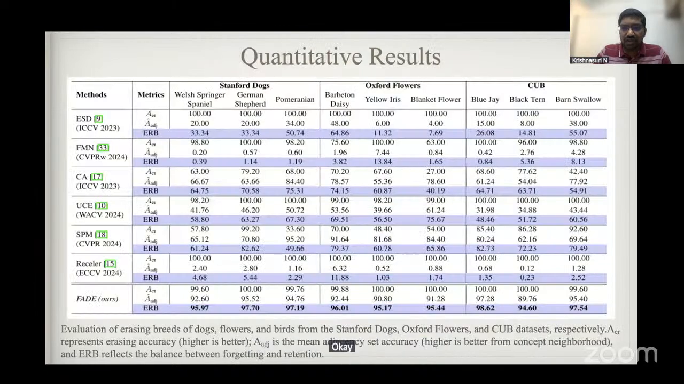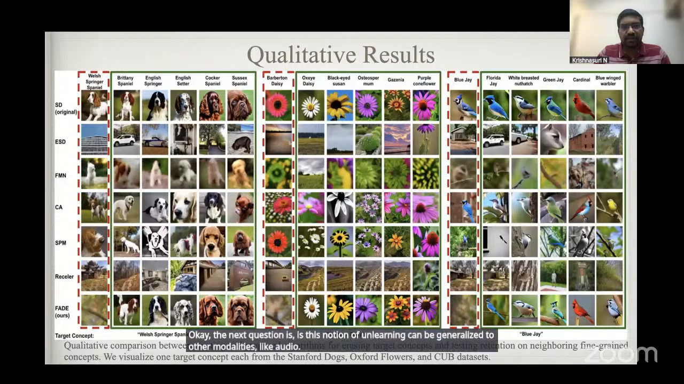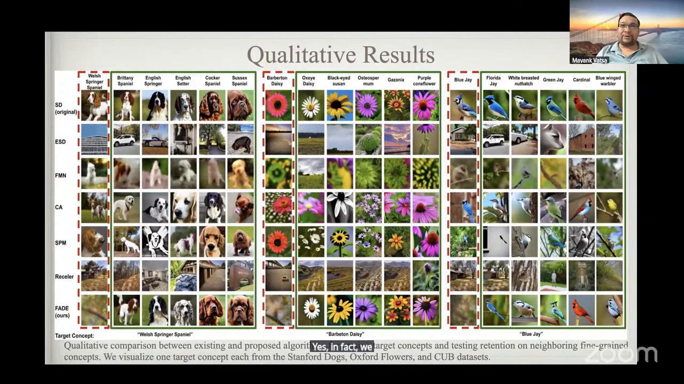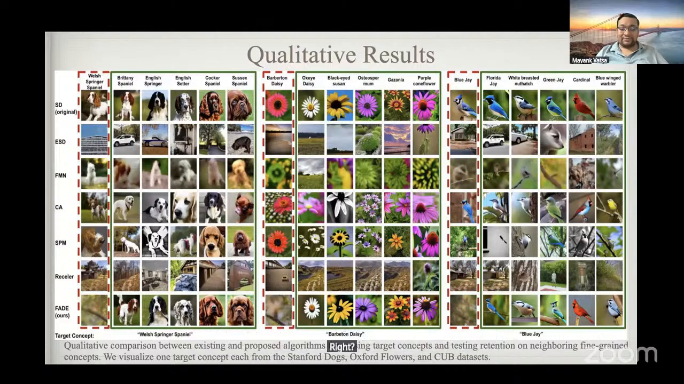Okay. The next question is whether this notion of unlearning can be generalized to other modalities, like audio, for instance? Yes, in fact, we have a paper under review right now on audio unlearning: forgetting an accent, forgetting a speaker. There are many things possible in audio. Just wait for 2 more weeks. Probably we'll release the paper on arXiv, and you can see how we achieve that in audio as well.